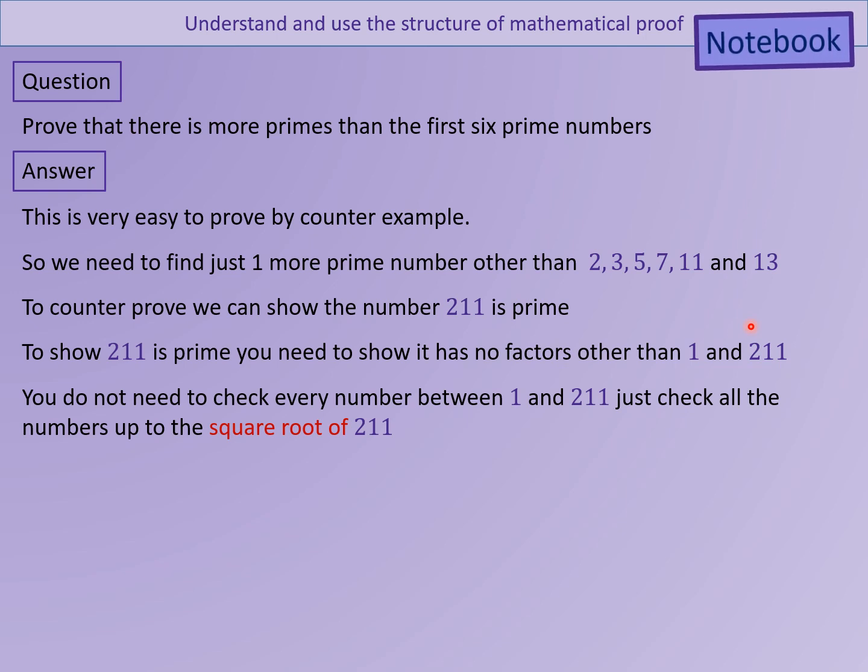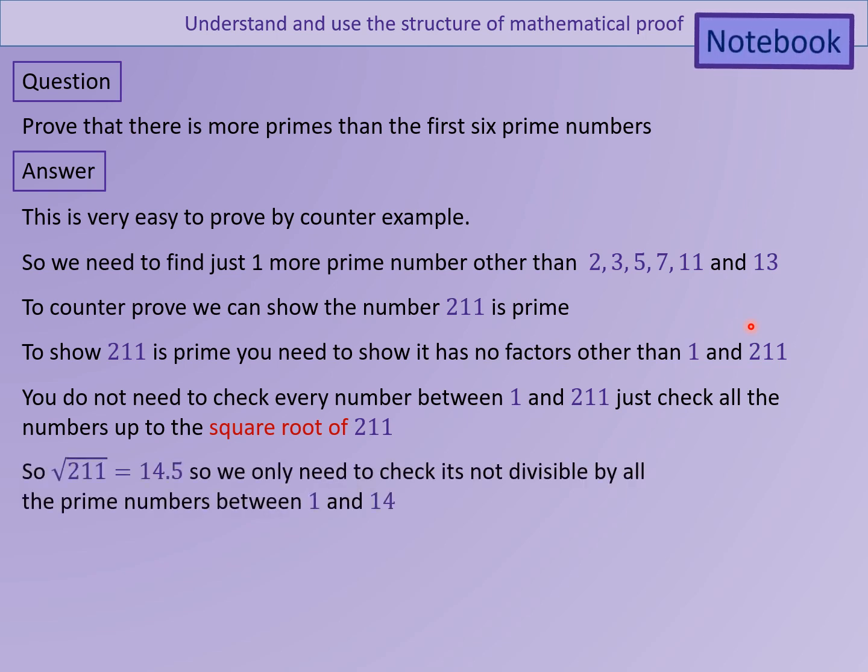So the square root of 211 is about 14.5. There's no point in checking any numbers past 14.5. If you've checked all the numbers before it, then there's no point in checking any numbers past it. So that makes it a lot easier. Now it's more manageable, isn't it? We only have to check the numbers 1 to 14.